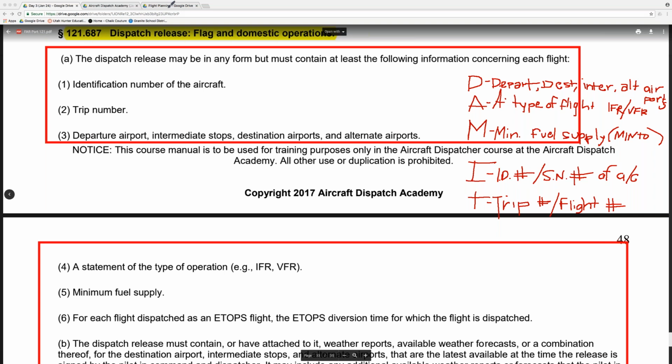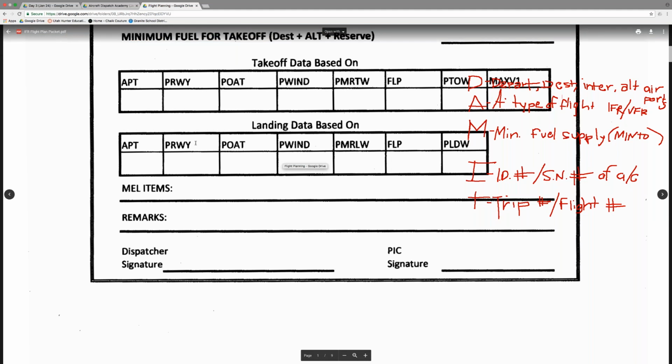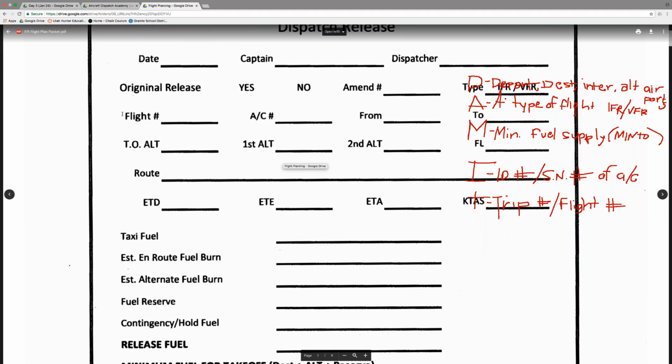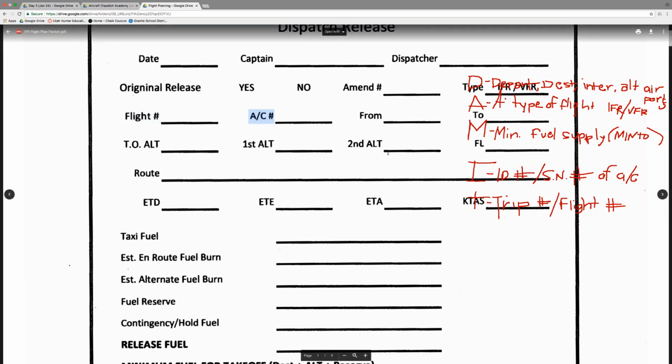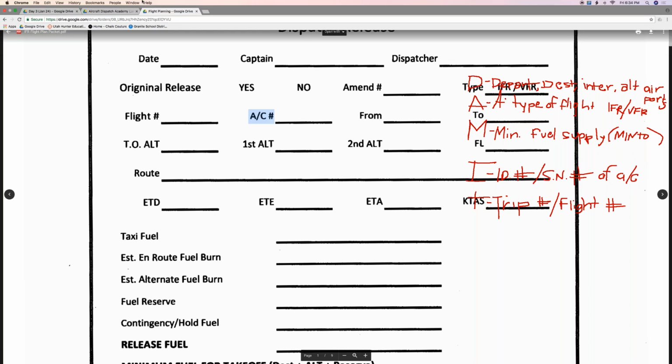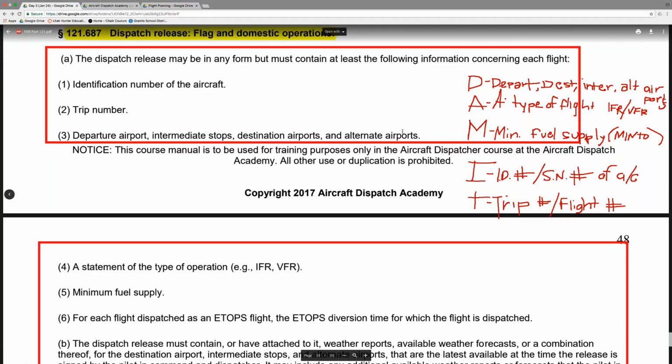But let's take a quick look on our dispatch release here. What do you see it as? Flight number. Flight number, aircraft number, ID number, serial number. So any of those are interchangeable, but this is the way I want you guys to remember it, right? And this is exactly how I want you to write it. So this is exactly what my flashcard looks like.